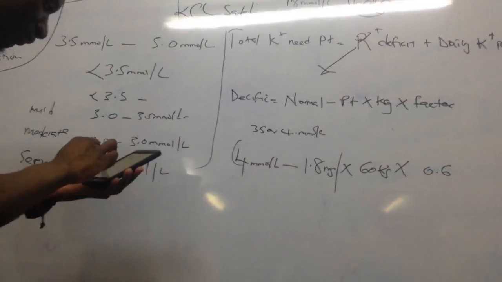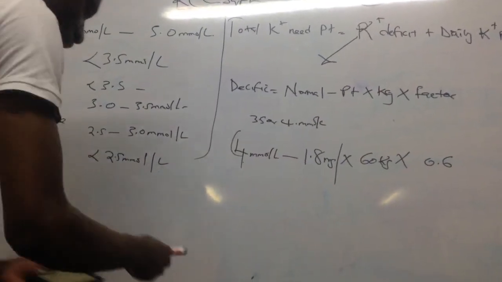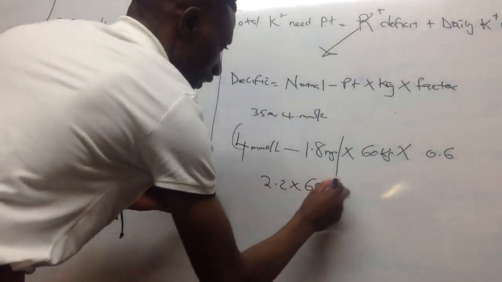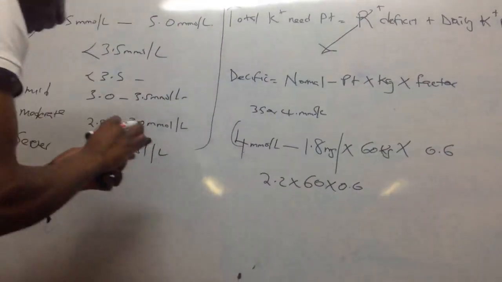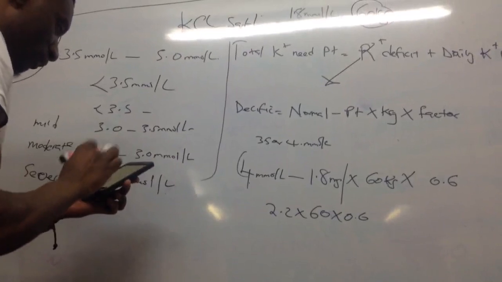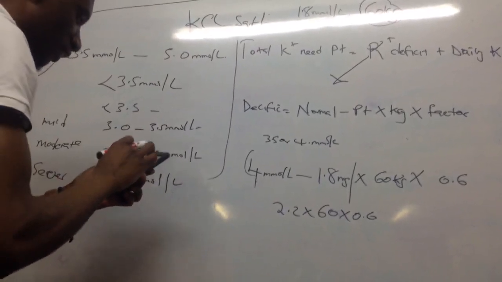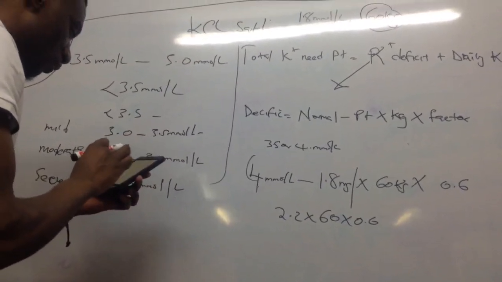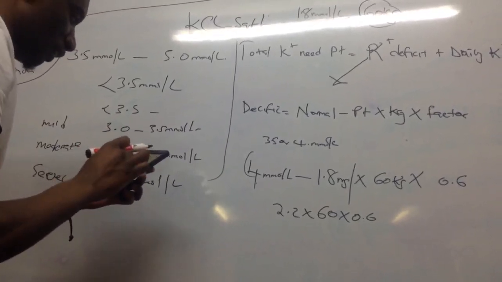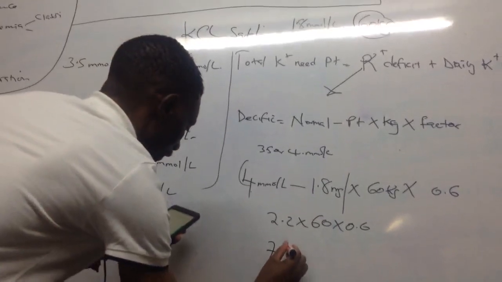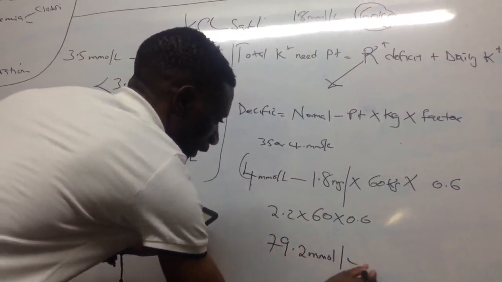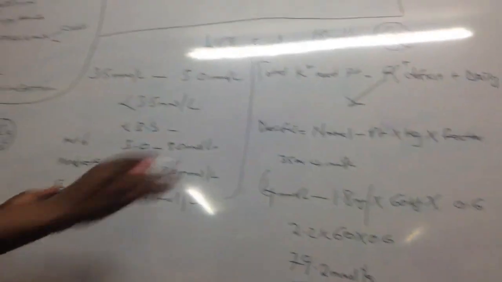So what we get here is 2.2. 2.2 times 60 times 0.6. So we multiply it by 60, and you get 132, times 0.6. So what does this give us? This gives me 79.2 millimoles of potassium. This is the potassium deficit.